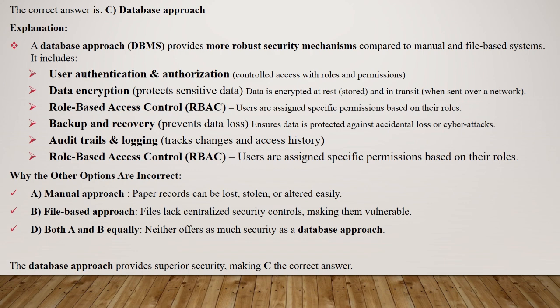And why are the other options incorrect? The manual approach is paper-based records, which can be lost or stolen easily. That means in the manual approach, the physical records can be lost, stolen, or damaged, maybe by fire, water, rain or flood, or by mishandling the files. Also there is no authentication mechanism and no access control. Anyone can access a physical file, or they may modify it.